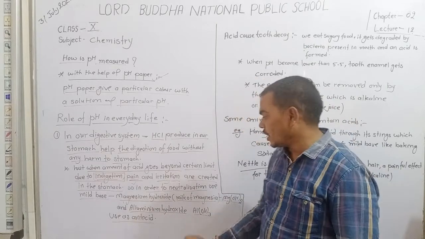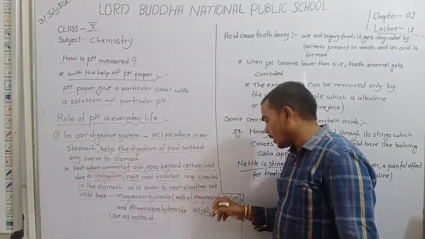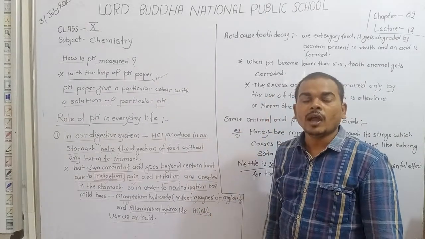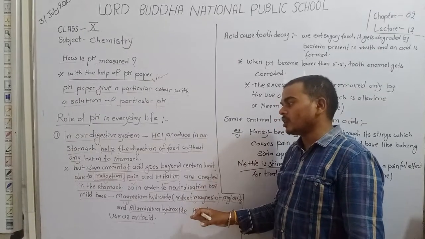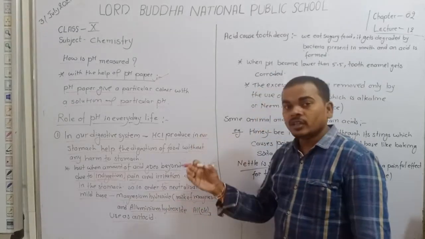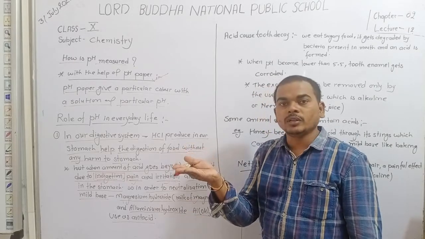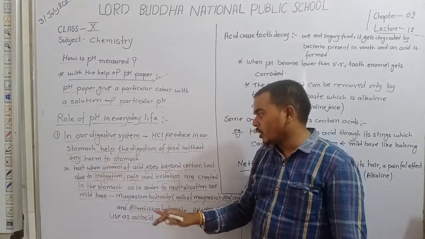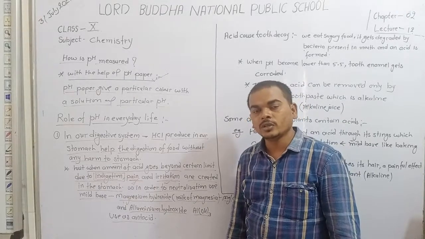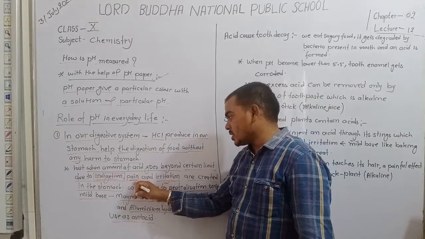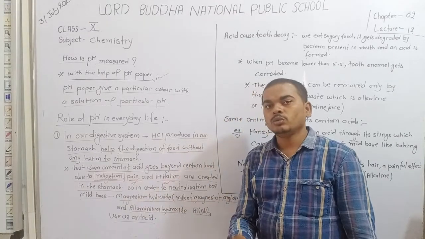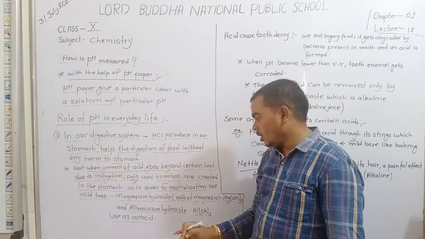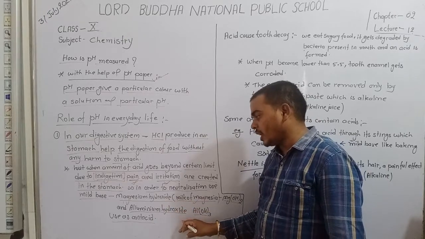We use antacids like milk of magnesia, that is magnesium hydroxide, Mg(OH)2, and aluminium hydroxide, Al(OH)3. Aluminium hydroxide and magnesium hydroxide are used as mild bases, known as antacids. They decrease the acidity of the stomach, increase the pH of the stomach and control the pain and irritation. So always remember that when pain or irritation is created in the stomach, it is due to excess secretion of digestive juice, that is HCl. It is controlled by using antacids like magnesium hydroxide or aluminium hydroxide.